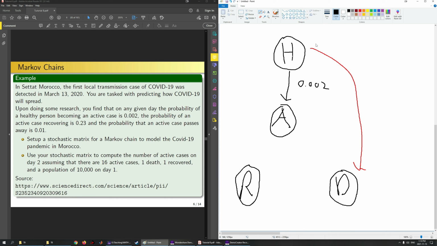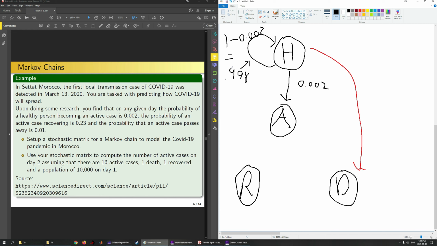Okay, so now I could say healthy people could pass away, but within this model, we're not going to do that. We'll just say that healthy people stay healthy. So the probability that a healthy person stays healthy, well, since the only options are I stay healthy or I get sick, this probability will simply be 1 minus the probability that I get COVID the next day. Or if you work this out, that's just 0.998. So that's the number that goes here.